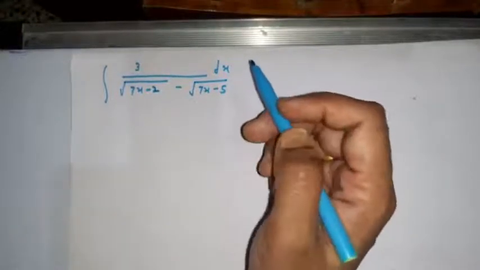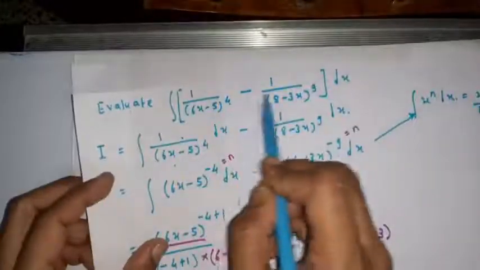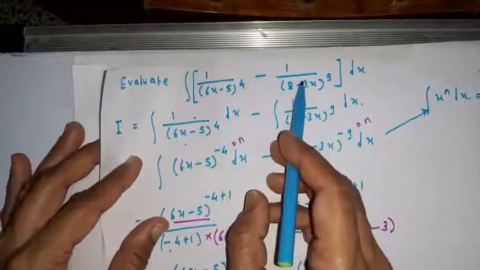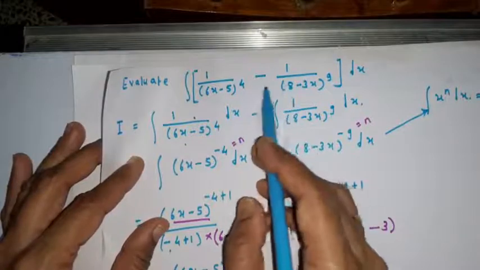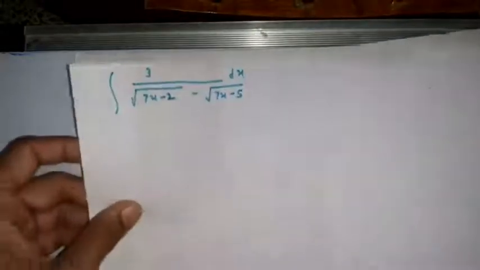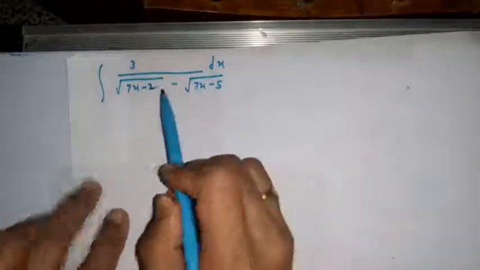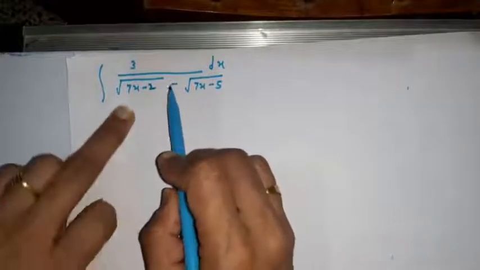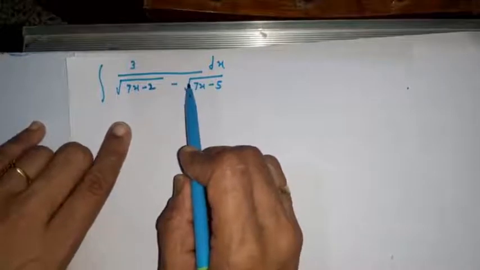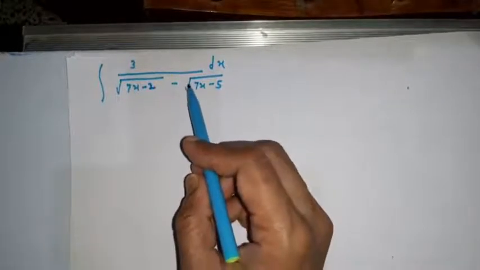Okay students, so in the last example, the terms were separate, and directly we could take their integration separately. But in this problem, there are no two terms. Only one term is there, and at the denominator there are two terms. Okay, first simplify this one. To simplify this, you know what the method for simplification is.